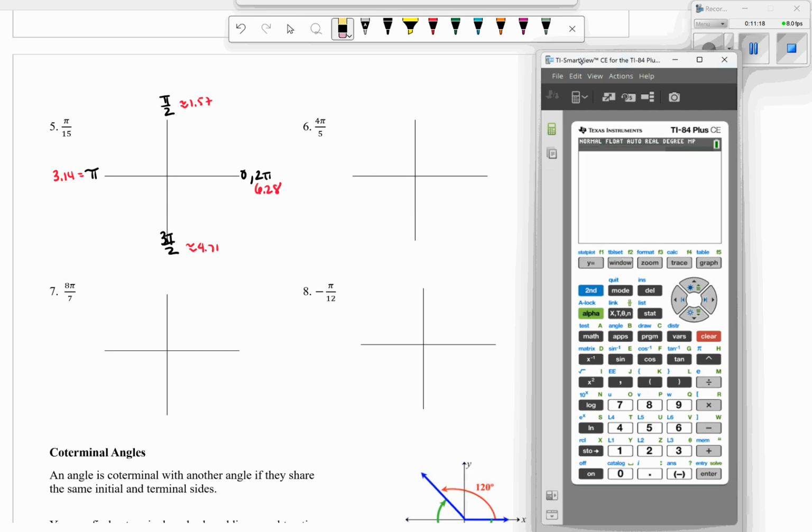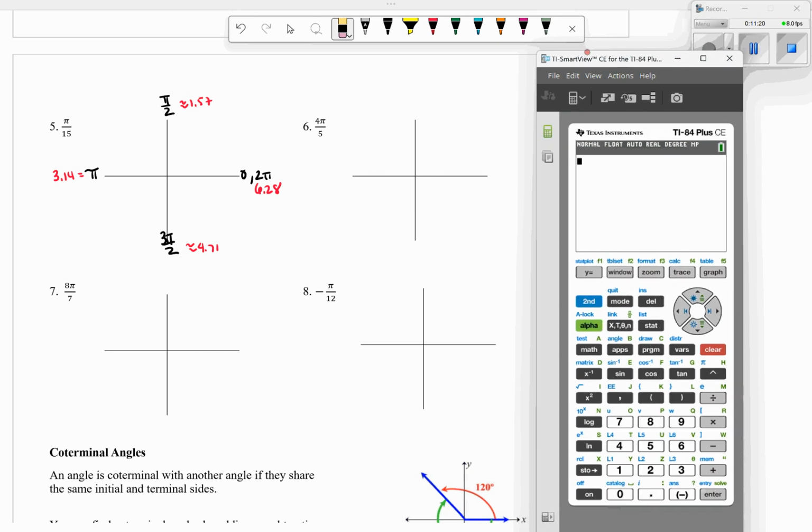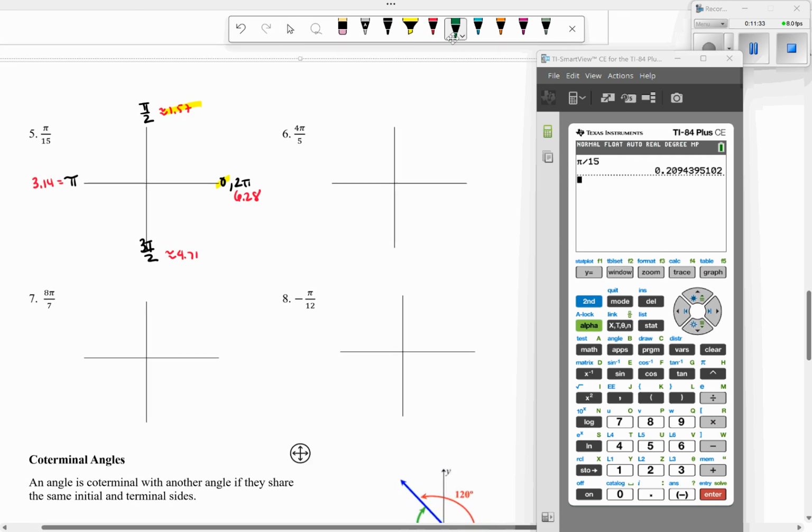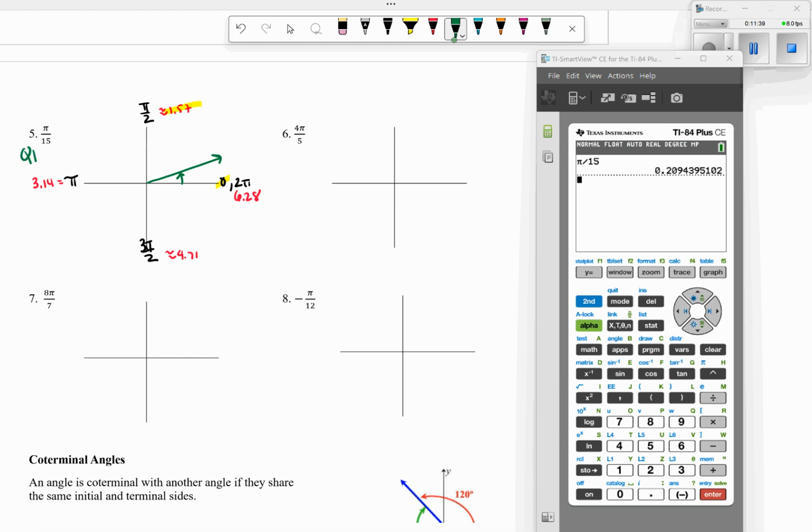So the way that I would look at this is I could put that as a decimal. Pi divided by 15 is equal to about 0.2. So 0.2 is in between 0 and also 1.57. Obviously, it's closer to 0. So for this one, this would be the angle drawn in standard position. So that's in quadrant 1.